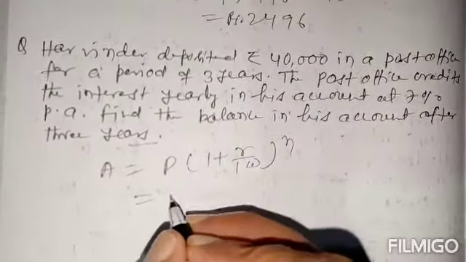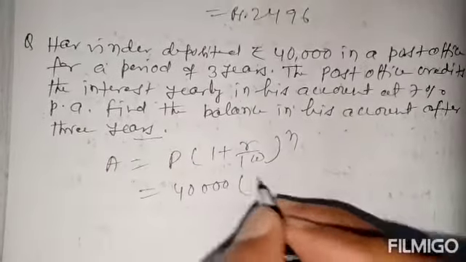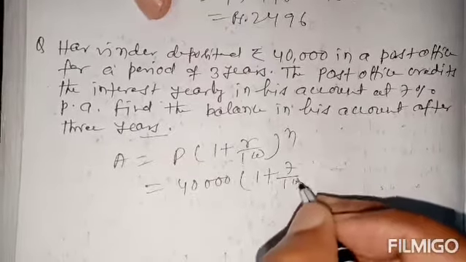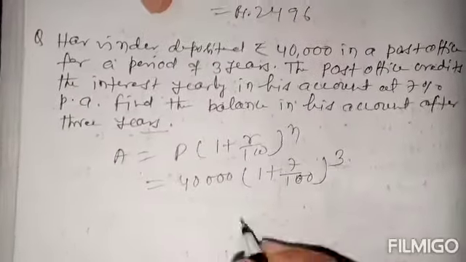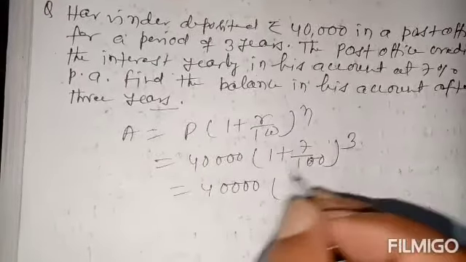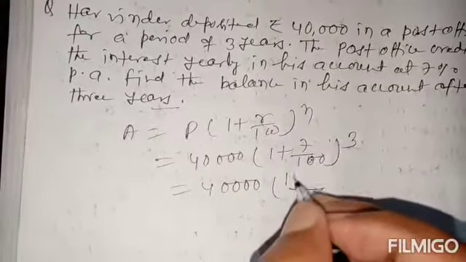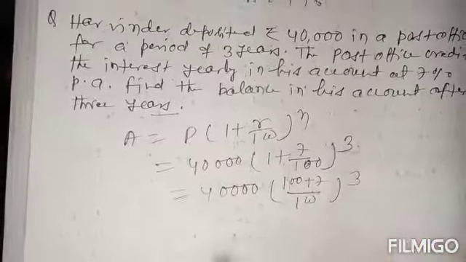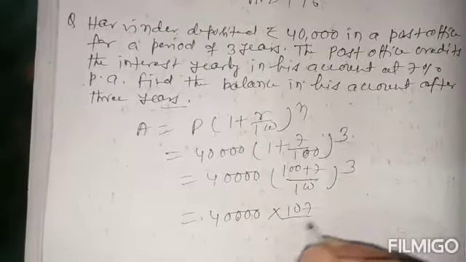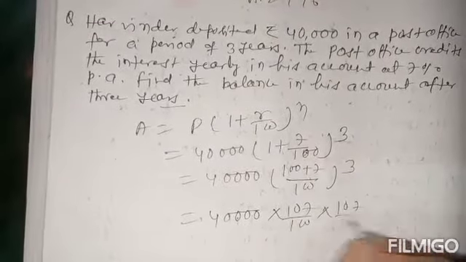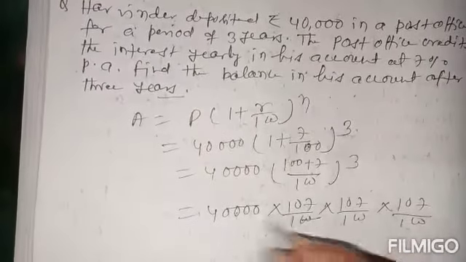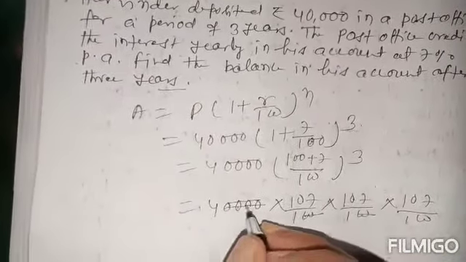So principal is here 40,000 and 1 plus rate of interest, 7 by 100, to the power time, means 3 years. Now 40,000 into, taking LCM, (100 plus 7) to the power 3. Now it is 40,000 into 107 by 100, 107 by 100, 107 by 100. 20 cancels, 20 also can be cancelled.